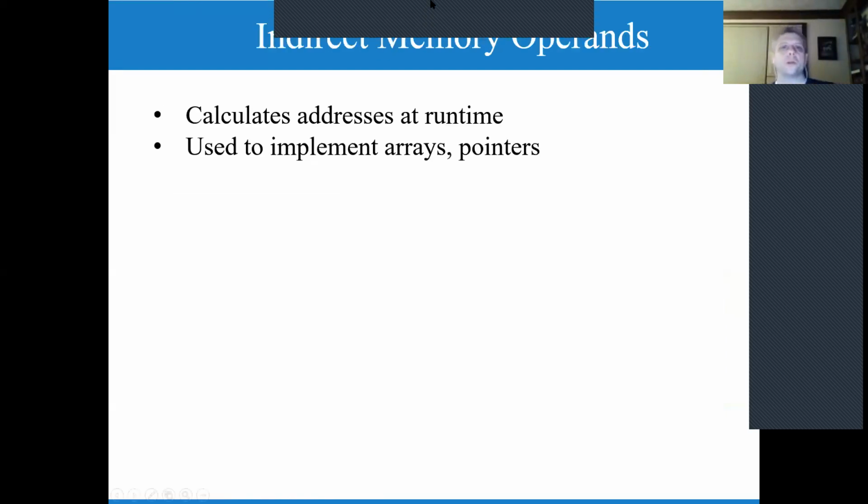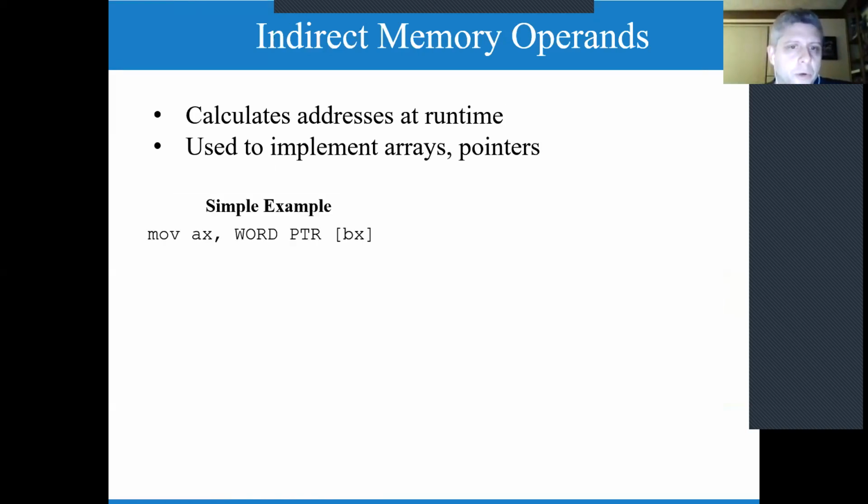Then we have one other, called indirect memory operands. This calculates addresses at runtime, and it's really used to allow you to implement arrays and pointers. So let me show you a simple example. Here we have the instruction mov AX, word ptr [BX]. The word ptr and then BX in brackets is the indirect memory operand. All this essentially means is that BX is going to store a memory location, and that is where the data lies.